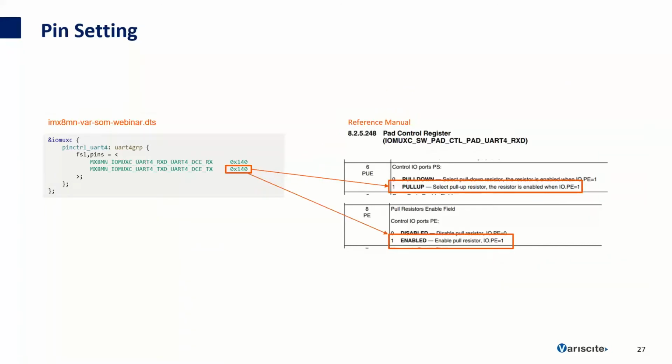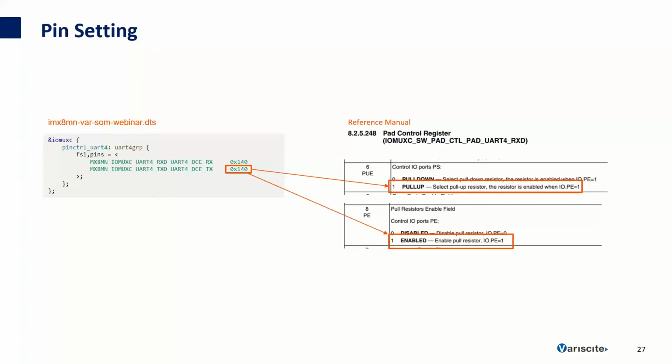The last entry in the FSL pins list is the pin setting. This allows us to configure, again, the internal pull-ups or pull-downs for each pin. The value is written to the pad control register, and the meaning of each bit is defined by the reference manual for the specific pin. In this example for pin UART4TXD, we can see bit 6 configures the internal pull-up or pull-down, and bit 8 enables or disables the pull resistor.